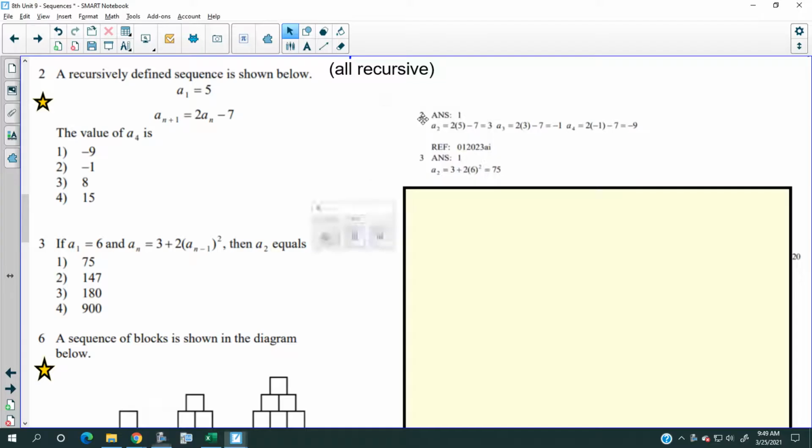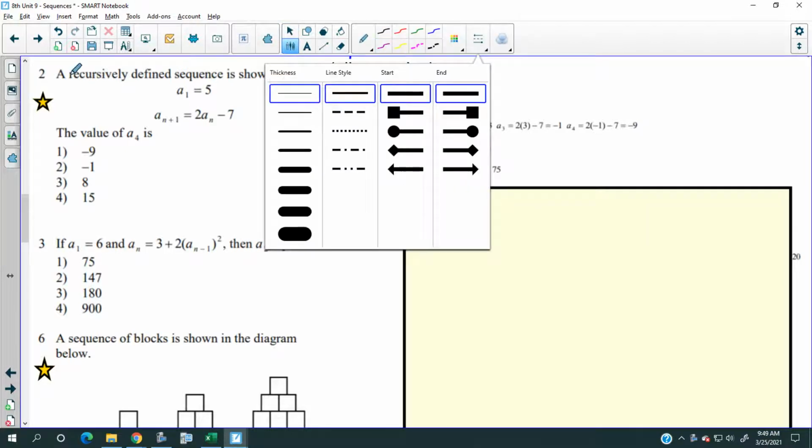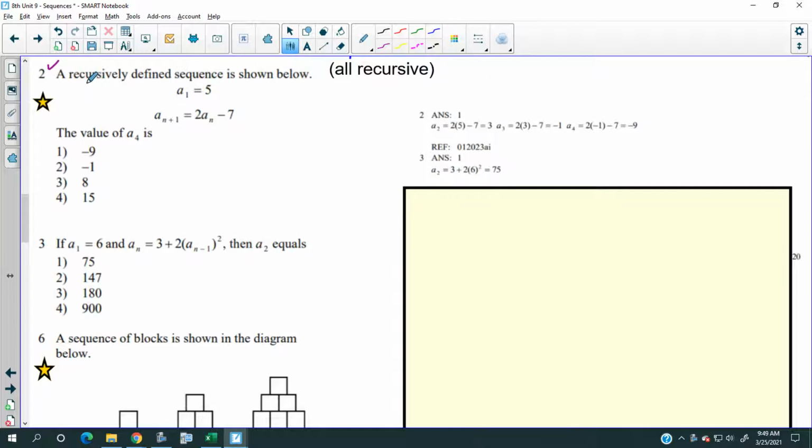Let's go. All right, let's pick up where we left off yesterday. Here we have our first question for today, a recursive definition. Now these are slightly different sorts of questions, and I just want to show you that. Now here's the thing.